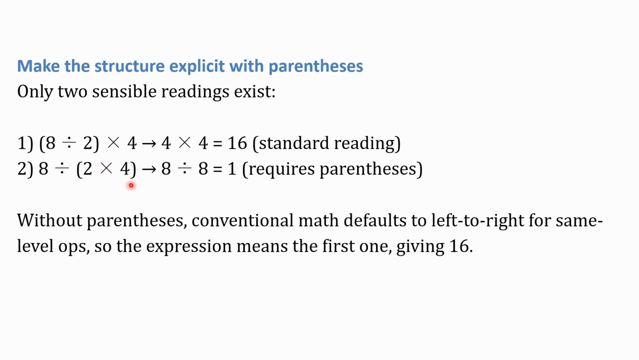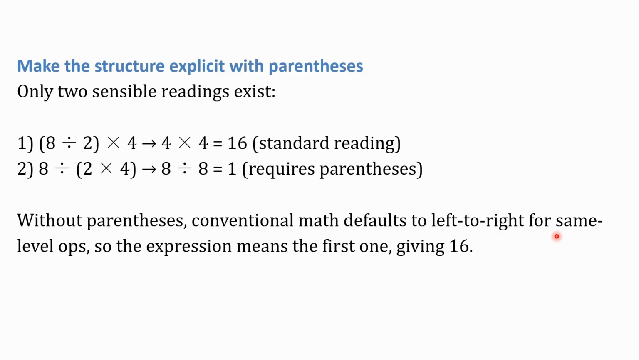And the only way you can do that is with parentheses or brackets. So again, without parentheses, now, I don't like the way this is necessarily worded. Without parentheses, conventional math defaults left to right for same level ops. I'm going to say that again very slowly. Left to right for same level ops. That means multiplication and division are same level ops. Addition and subtraction are same level ops.